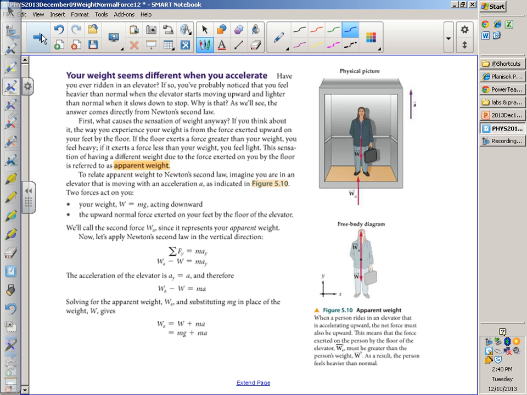But if we take it to a situation where it is moving, like an elevator, or a roller coaster, or the power tower, that scale wouldn't read what gravity's pulling on you, it reads what it's doing to you.